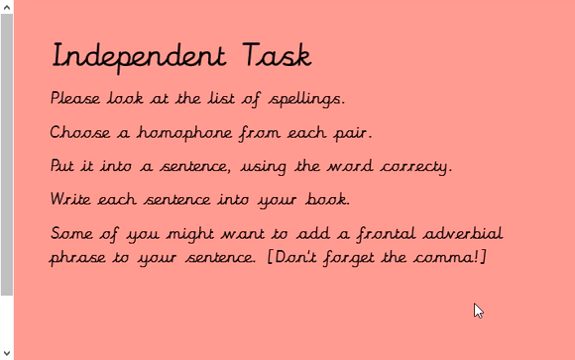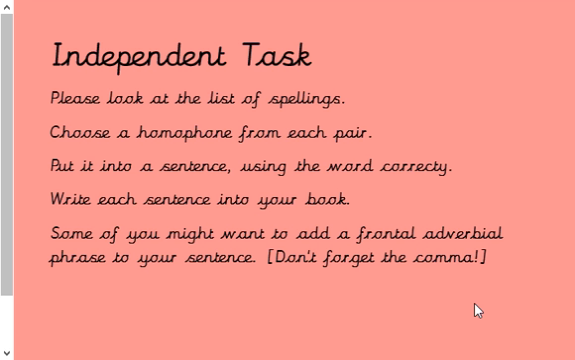I'd like you to choose one of the homophones from each pair. So I don't want you to do all of them, just one from each pair. I would like you to put it into a sentence using the word correctly, so you need to know what the words mean. I'd like you to write each sentence into your book. And some of you, if you're feeling really confident, might want to add a fronted adverbial phrase to your sentence. And if you do, don't forget the comma. We talked about that a lot this year.